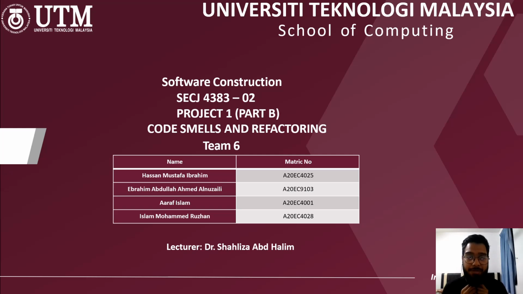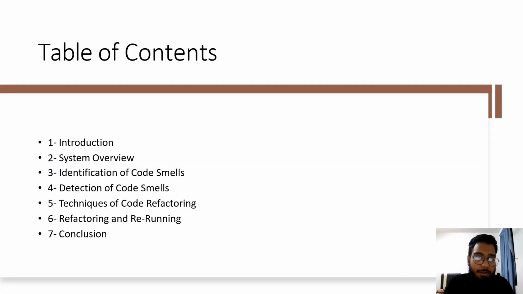So today I will be presenting part B for our project 1, which is for code smelling and refactoring. This is the list of our teammates, and this is the table of contents, which includes the identification of the code smells, how the detection is done for the code smells, and then the refactoring techniques and the modified class diagram as well.